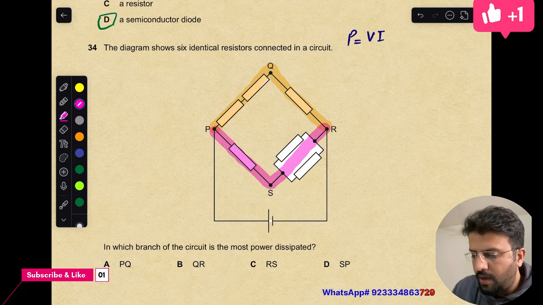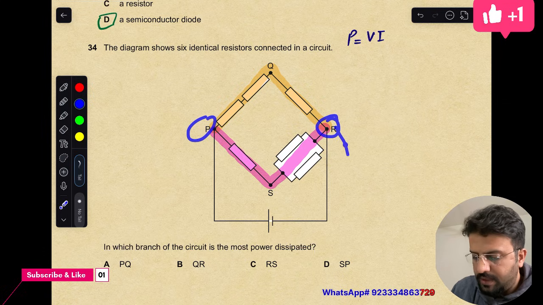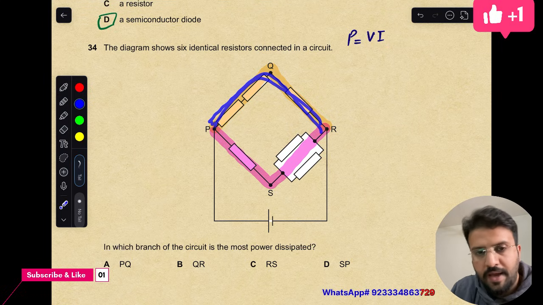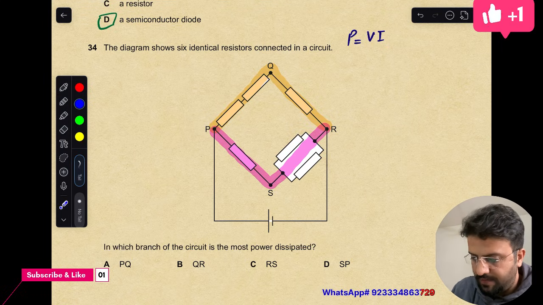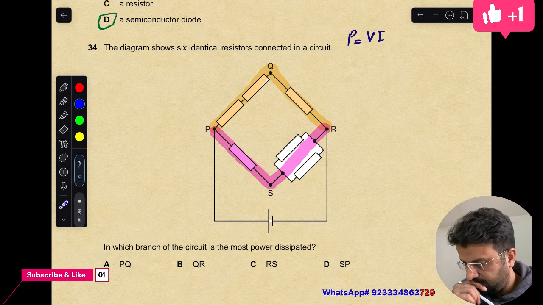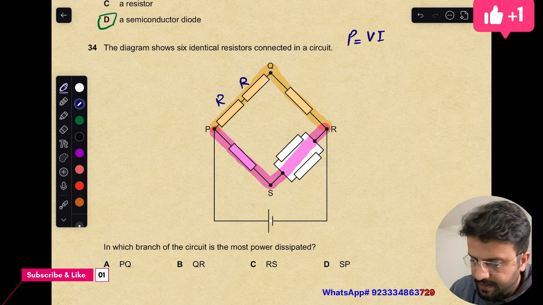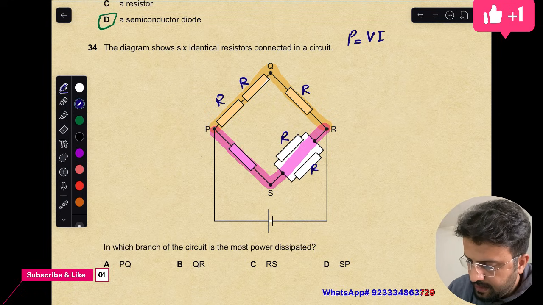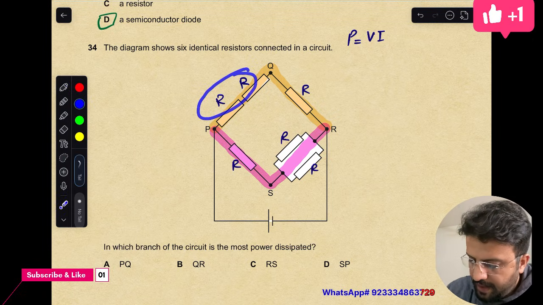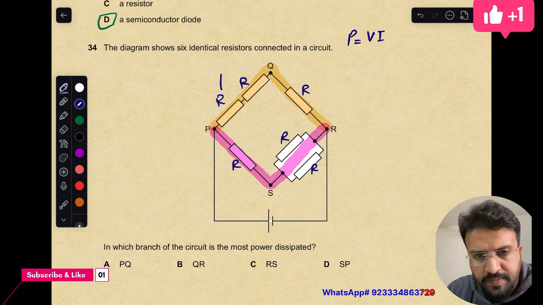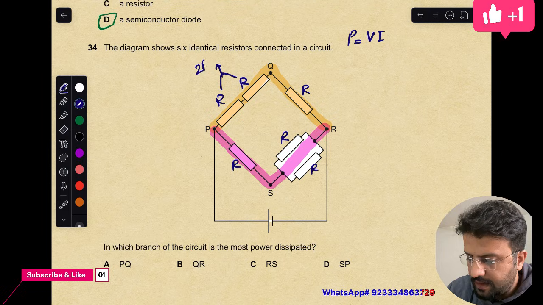Okay, because they are both connected with the P and R terminals, and these terminals are directly attached with the battery. So this whole thing that I have highlighted has the same voltage, and this whole thing has the same voltage. Let's try to simplify this circuit first. They all have the same resistance, so this is R, this is R, this is R. If I simplify this thing, this will give me 2R, right? So their combined resistance is 2R.